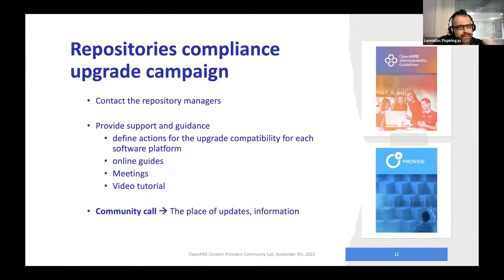So how are we designing the campaign, in general and at a glance? First of all, we will contact each repository manager separately, informing them about our campaign, the compatibility level, and what they need to do in order to upgrade their compatibility. We will provide support and guidance. We will define actions for the upgrade of compatibility according to the software platform that each data source uses, from DSpace.